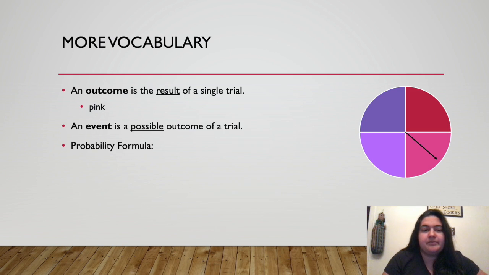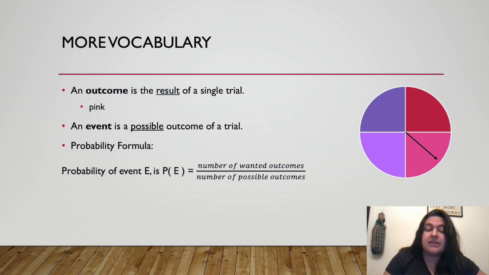It's any spin. And then we have a little bit more vocab before we can get into the awesome probability stuff. Okay, you know how I feel about probability, but anyway, an outcome. An outcome is the result of a single trial. So I spin my little spinner and it landed on a pink. That's my outcome. An event is a possible outcome of a trial. And that's kind of where we're getting at here with our probability formula. That is talking about the probability of an event.